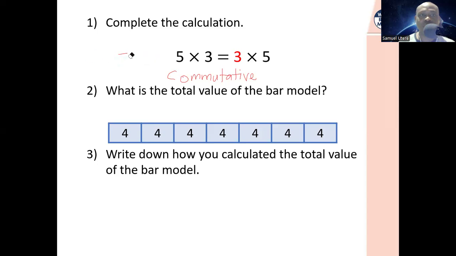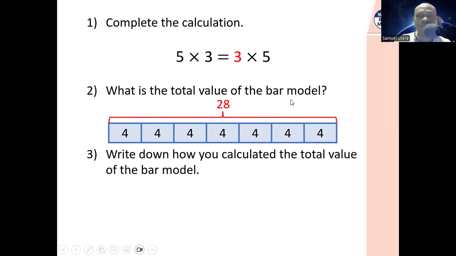But I want you to know that multiplication and addition are commutative. So the order of operation does not matter. You can move what is on the left to the right and what's on the right to the left. You will get the same result. Okay, question 2. You were asked, what is the total value of the bar model? Well, for the bar model, the total value is 28.